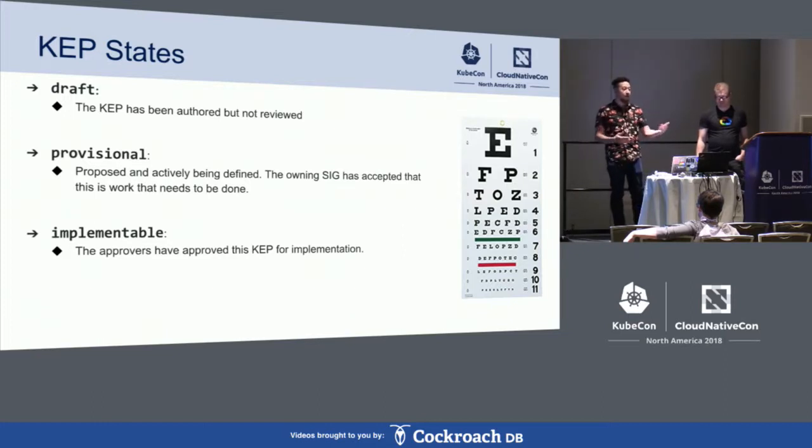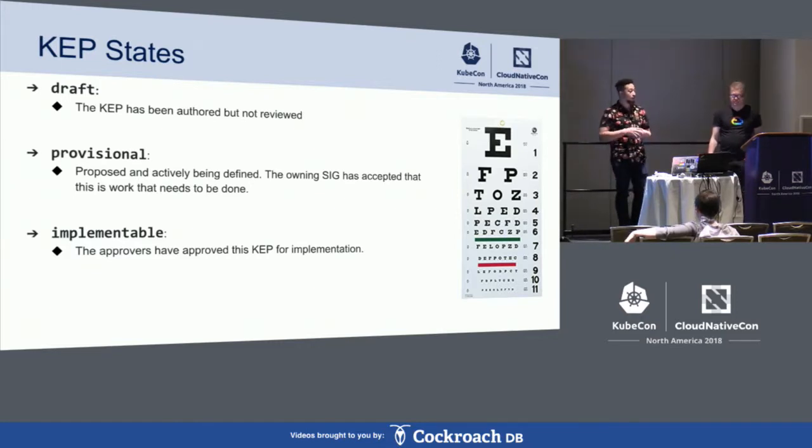So moving forward in the process, we have the idea of a provisional state, which we have taken a look at the draft. We're starting to firm up details. The owning SIG has actually looked at it and said, this is something we might want to do. And then implementable is we've done all the legwork. We have an idea about what the core artifacts are. We know what the scope and breadth is.